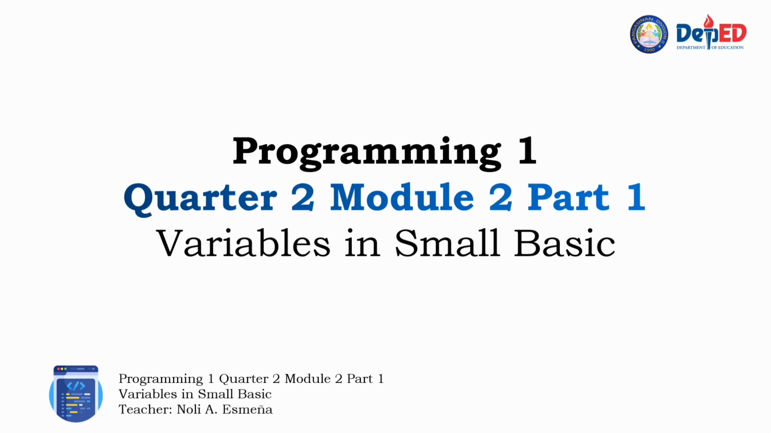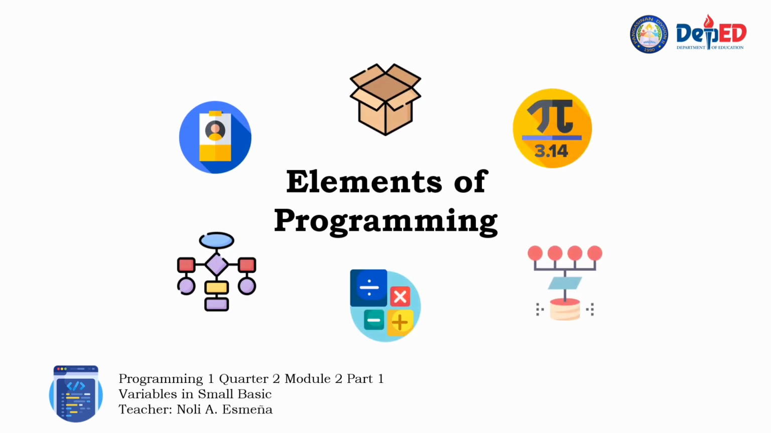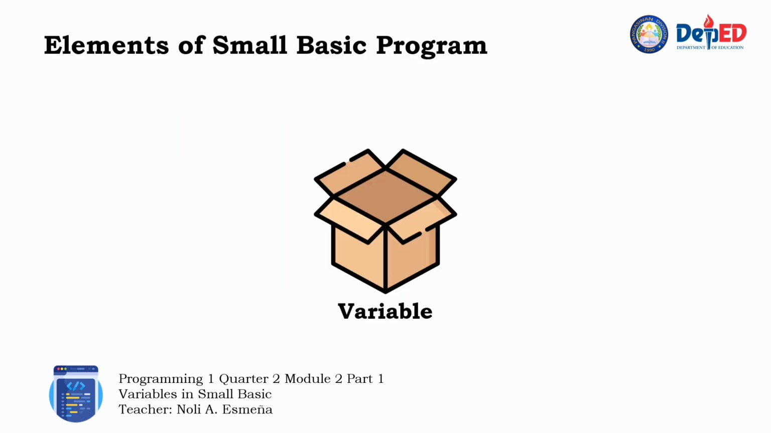Programming 1. This video will help you use variables in Small Basic. Recall that there are 6 elements of programming and one of them is variable. Variable is like an empty box where you can put information like X, 3.14, and hello.